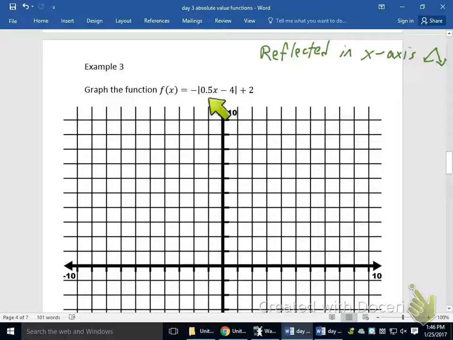Next, it's been stretched vertically by a factor of 2 because of the 1/2 inside here. Or horizontally, stretched horizontally by a factor of 2. Now, you're going to think of this as being compressed vertically. It's got a slope of 1/2 at the end of the day is what it does. Also, it's going right 4 units.